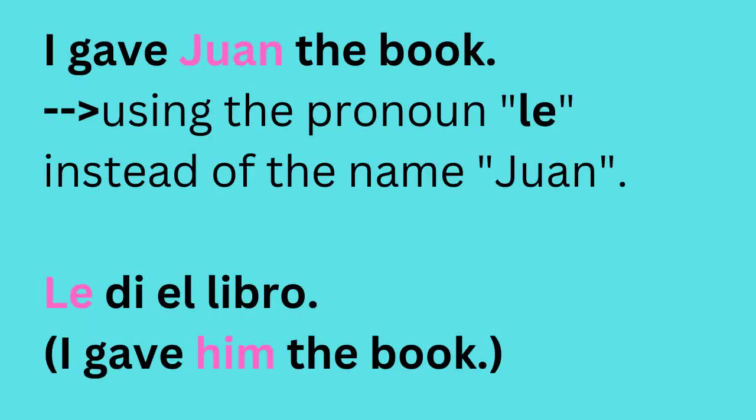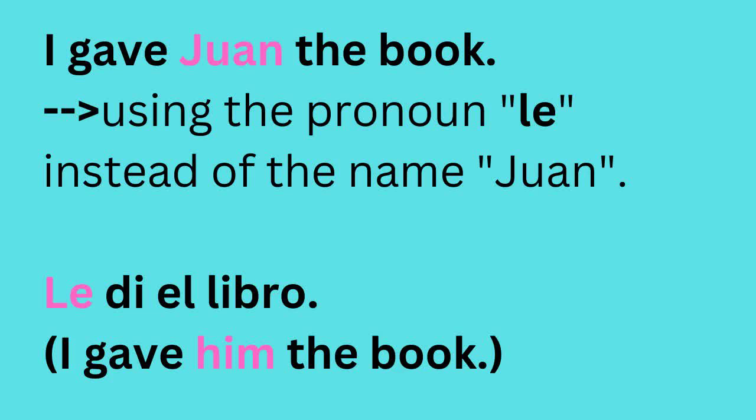So, going back to our example sentence, if we wanted to replace Juan with an indirect object pronoun, we could say, "Le di el libro," I gave him the book, using the pronoun le instead of the name Juan.